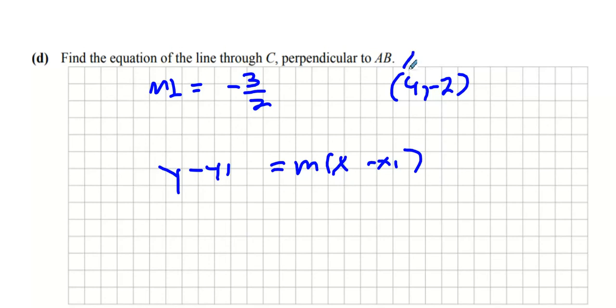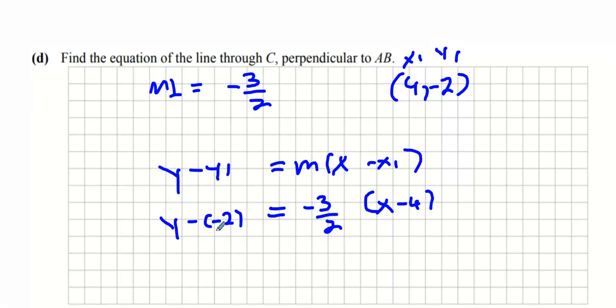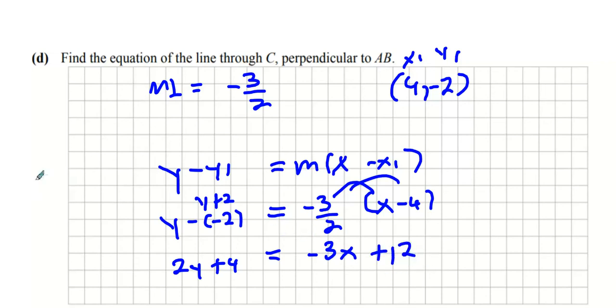So it's going to be y minus minus 2 equals minus 3 over 2 into x minus 4. And that's going to be y plus 2. We're going to multiply by 2 to get 2y plus 4. Going to multiply into minus 3x. Move it to the left. And we get 3x plus 2y, 4 take away 12 is minus 8 equals 0.